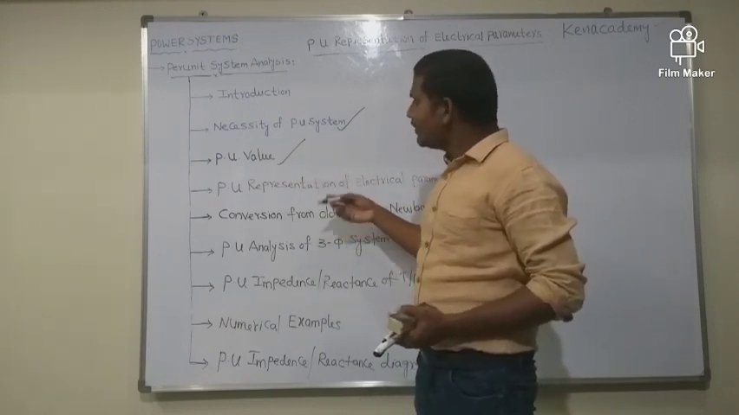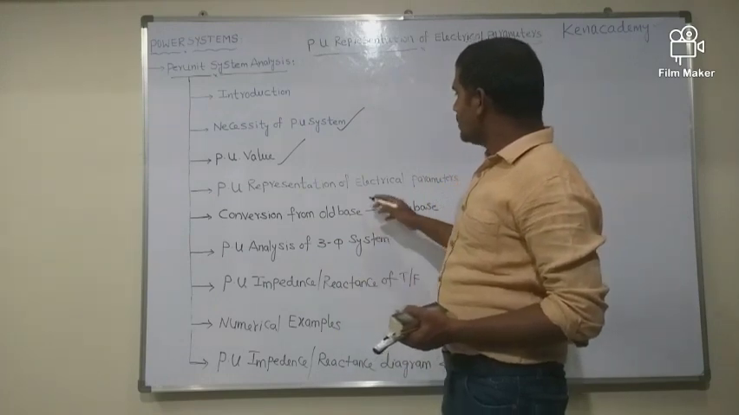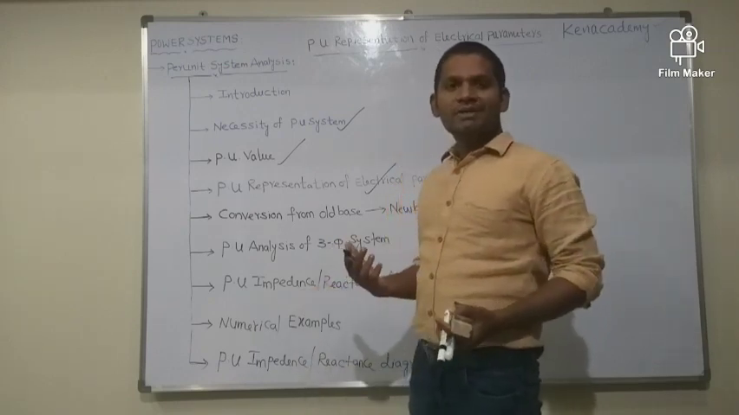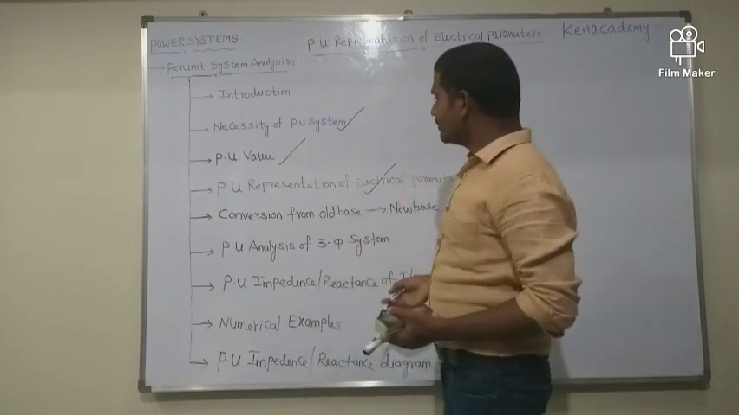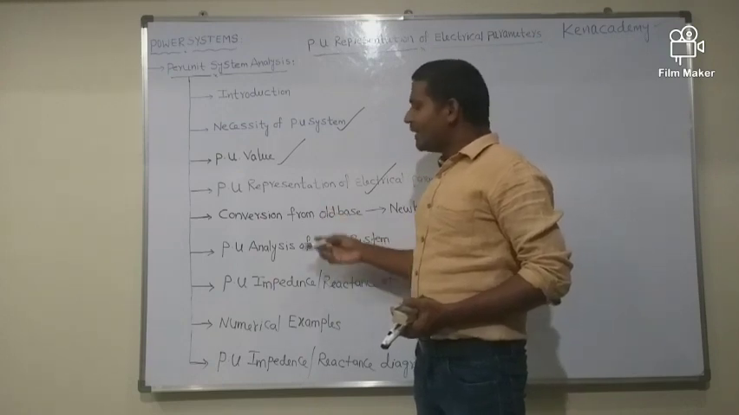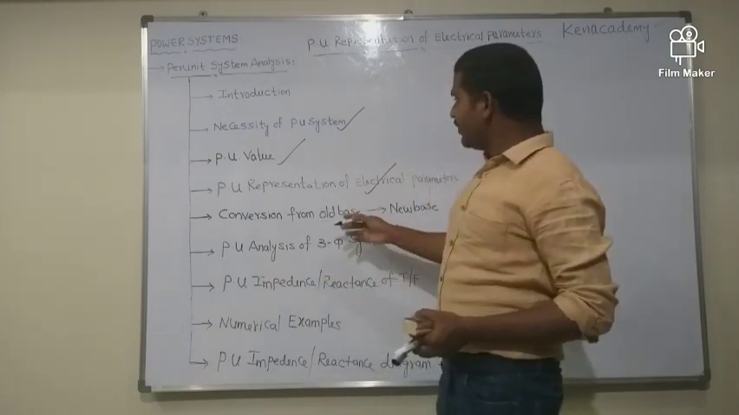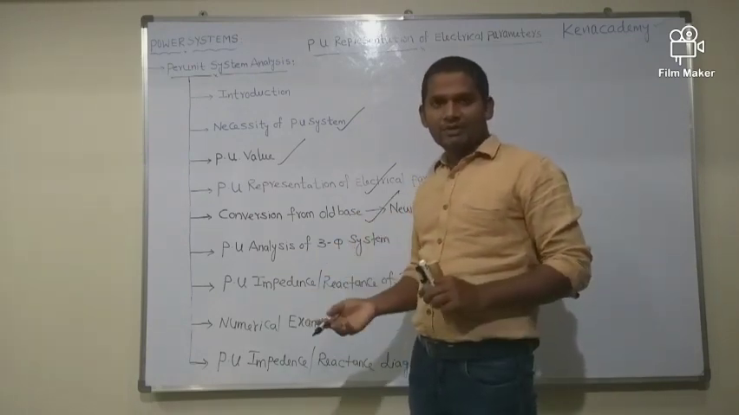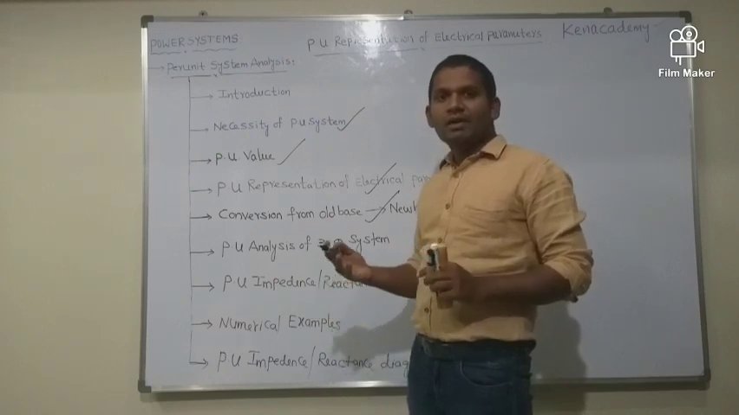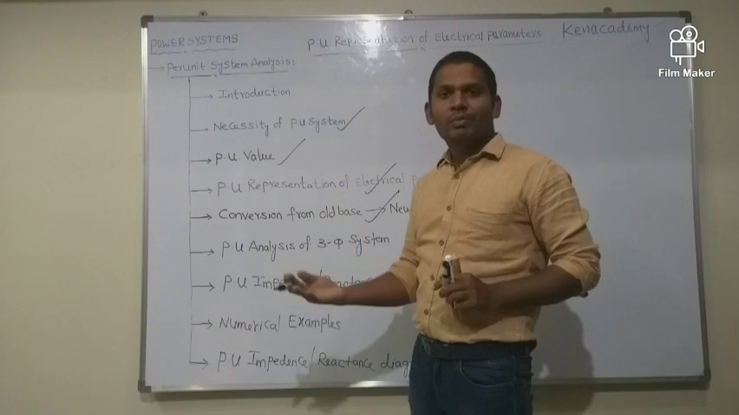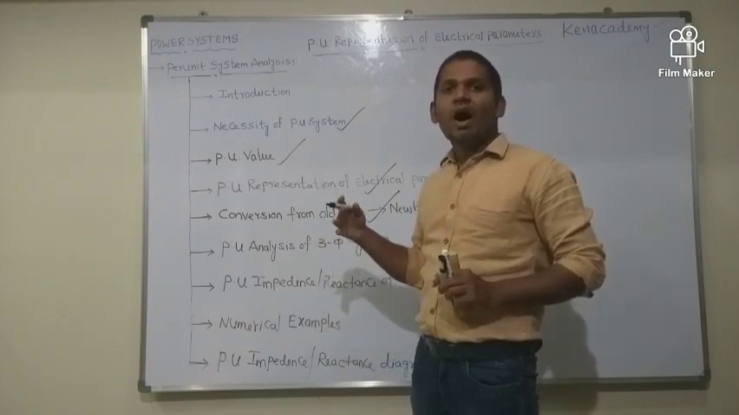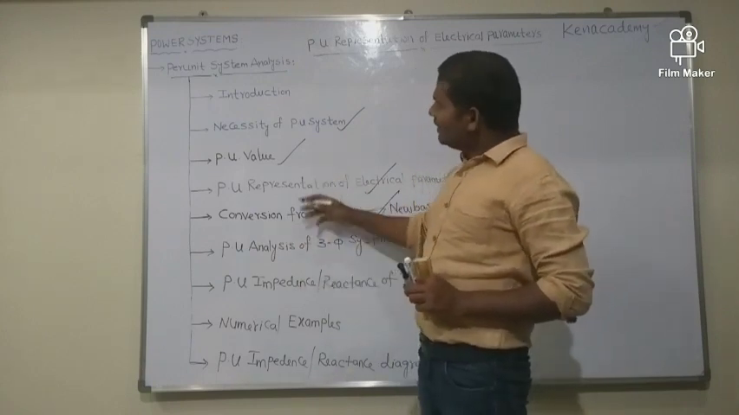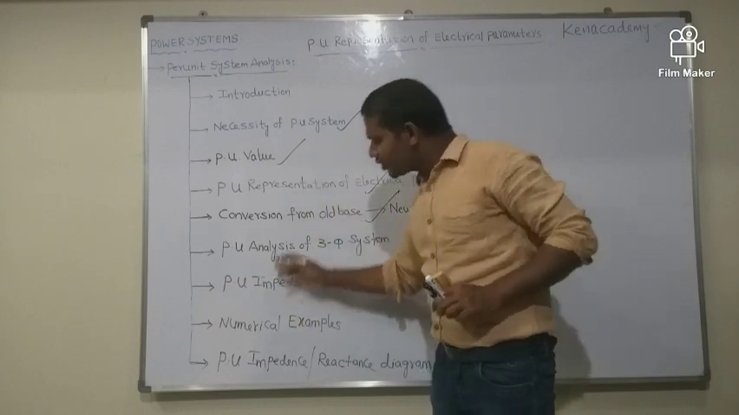Continuing from this, in this video I want to explain the per unit representation of various electrical parameters. That means how to represent various electrical parameters in per unit. Then one more topic is how to convert from one base to another base. For a given system, if any current values are given in one base, how to convert the same current values into another base. These two topics I want to discuss. Then, in the sequence of videos, I will cover the remaining topics.